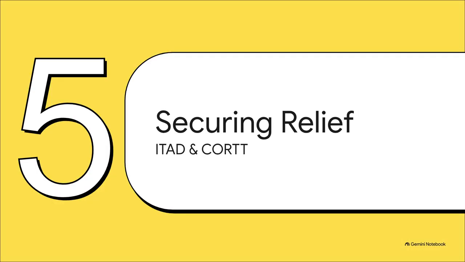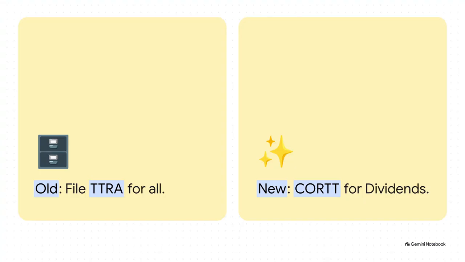Okay, almost there. Section 5, Securing Relief through ITAD and CORTT. This is the real-world paperwork you need to know. This is all about the bureaucratic reality of claiming these benefits, and the BIR loves testing updated admin procedures. Under the old system, RMO 72-2010, you had to file a Tax Treaty Relief Application, or TTRA Form 0901, for pretty much all income types.